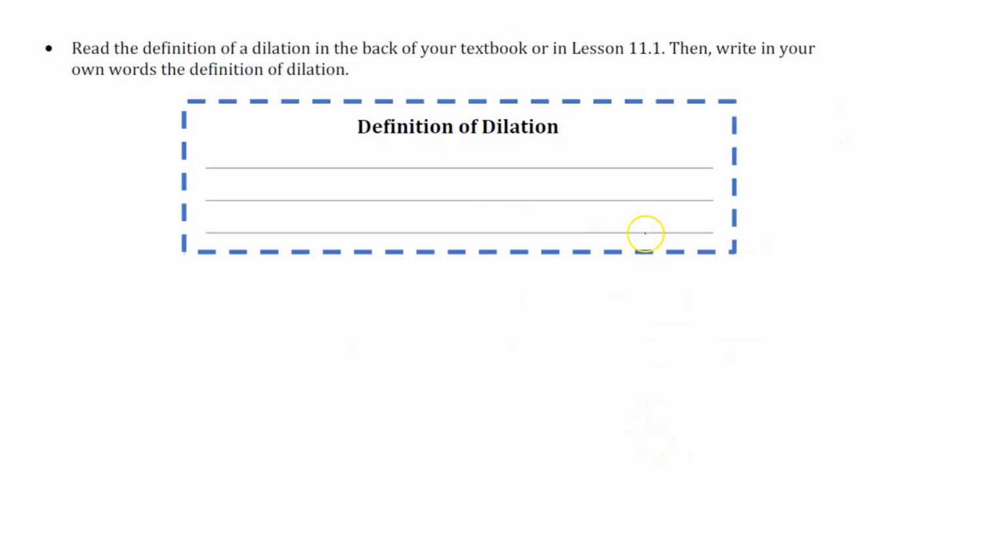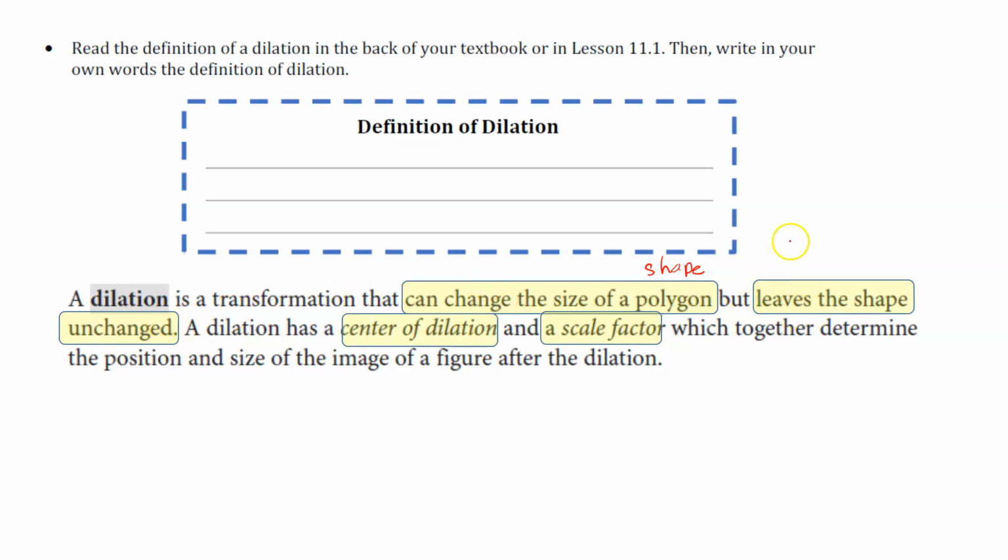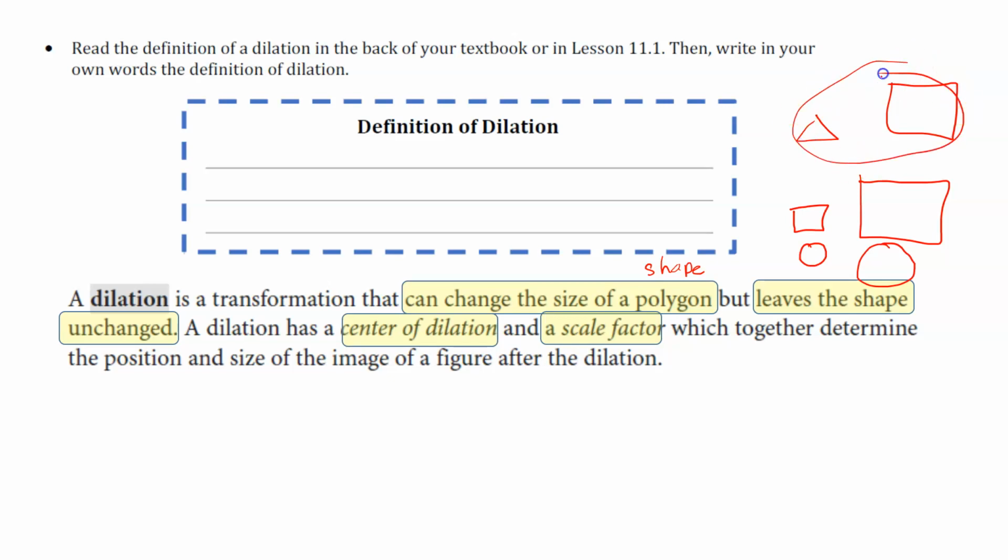We're going to go over what a dilation is. This is taken from your textbook. It says a dilation is a transformation that can change the size of a polygon. So it can change the size of a shape, but it leaves the shape unchanged. That means if it was a square before, it's a square again. If it was a circle before, it's a circle again. It's not like I'm saying, here's my triangle, and now it's suddenly a rectangle. That is definitely not a dilation. And these are my drawings, so if you're thinking that doesn't look like a dilation, it's a sketch, guys. It's a sketch.